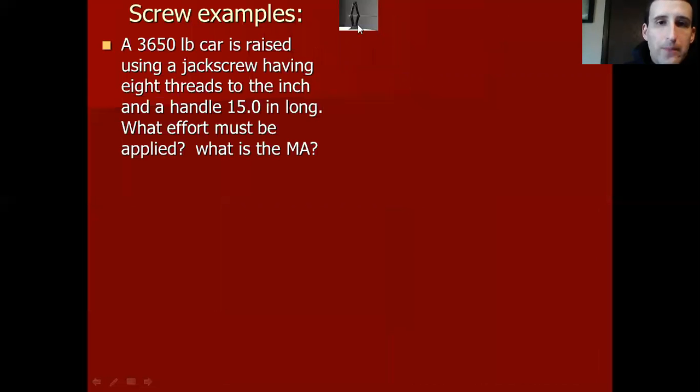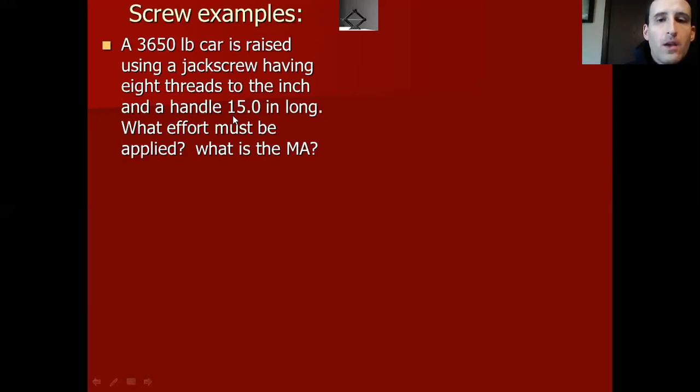So here's an example using that jack design. Again, a very heavy car is raised using a jack screw that has 8 threads to the inch and a handle that's 15 inches long. Remember, 15 inches is just a little over a foot, right? That would come with your jack, and you'd hook it into that little eye hook there, and you would use it to rotate the jack. So what effort force must be applied to lift this car? And then what is the mechanical advantage of this jack?